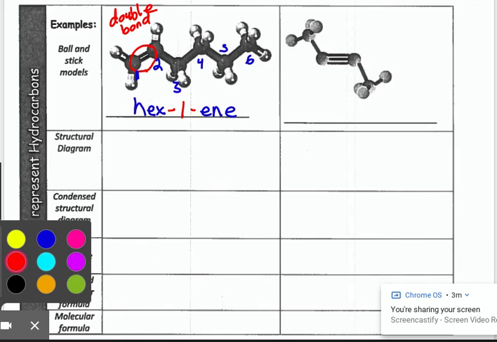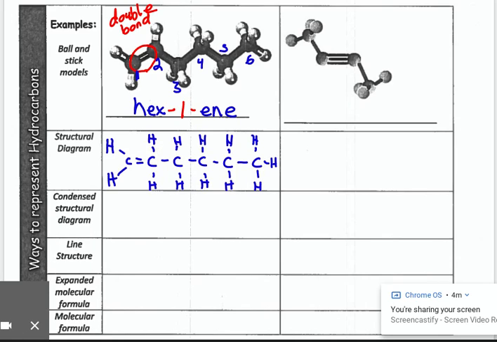Okay, so we have to indicate the position of the double bond, but we only have to indicate where the double bond starts. We don't have to indicate both carbons involved in the double bond. Okay, so our structural diagram, this is fairly straightforward. It's going to look like this. And the one thing I want you to note is that those 2 hydrogens on the end of carbon 1, they have that trigonal planar shape because there's only 3 things bonded to that carbon. So we just need to remember our molecular geometry on this one.